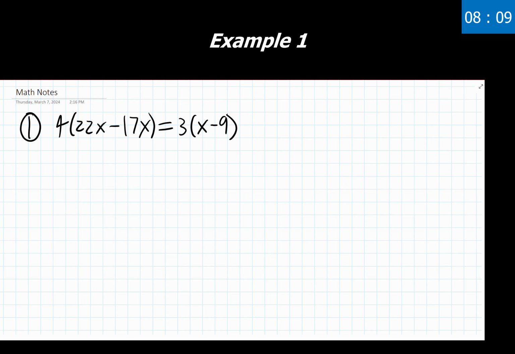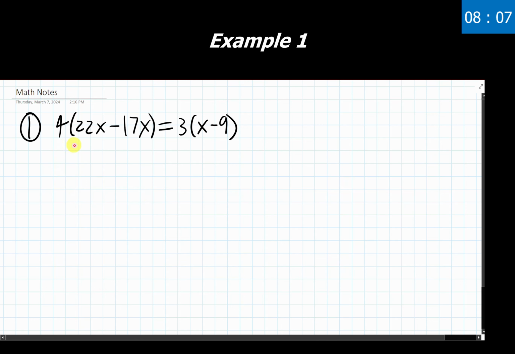So here we have our first example. We have 4 times the quantity 22x minus 17x equals 3 times the quantity x minus 9. Now, as our first step says to do, we're told to identify the variable we are solving for. So we're solving for x here.